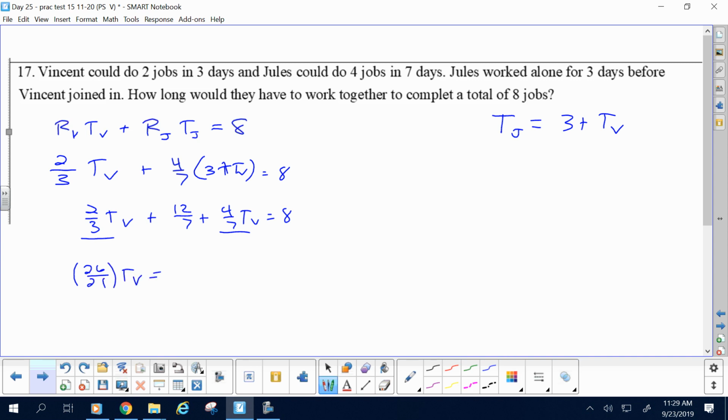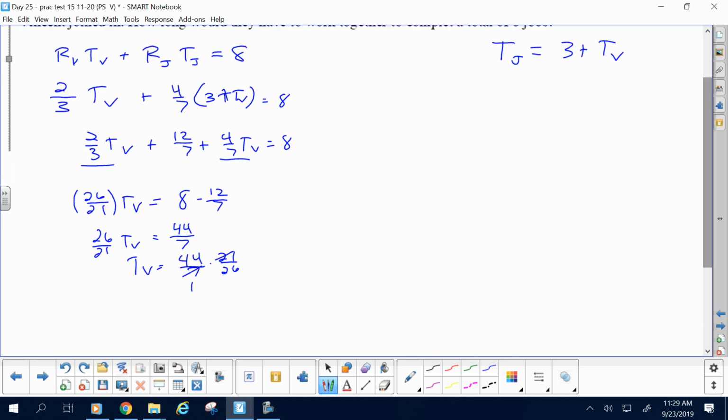And on the other side, we're going to need to take 8 minus 12/7. What is 8 minus 12/7? What's the common denominator? 7. Okay, so 56 minus 12 is 44 over 7. 26 21sts T sub V. So T sub V is 44/7 times 21 over 26. Does anything divide out? 7 divides out. Anything else? 2 divides out. Anything else? So T sub V is 66/13. So what are the units on T sub V, or time? They are days. So a little more than 5 days.